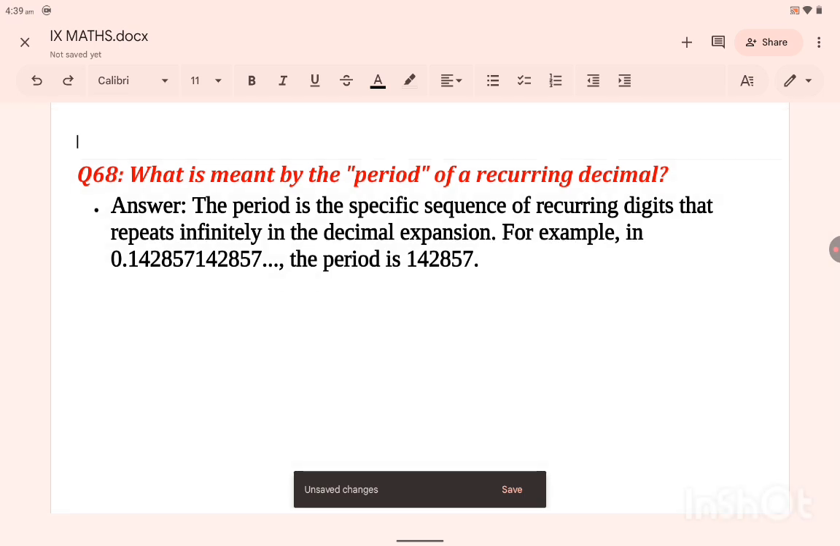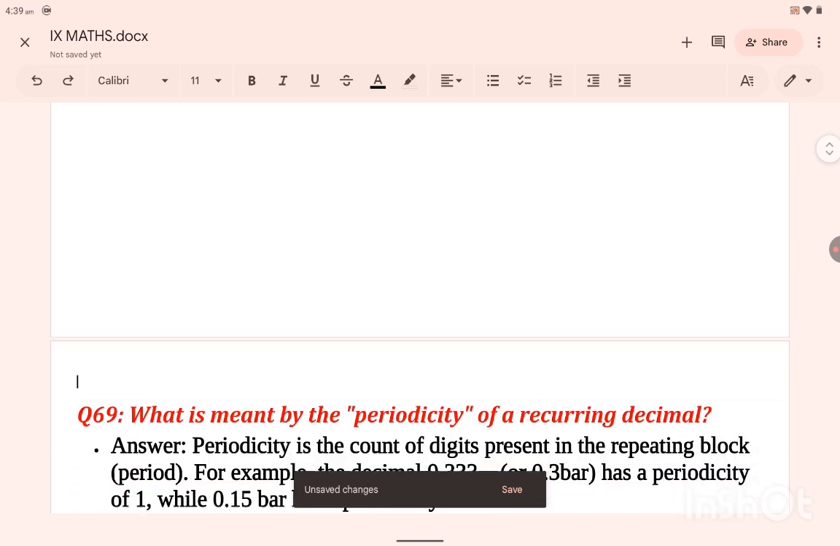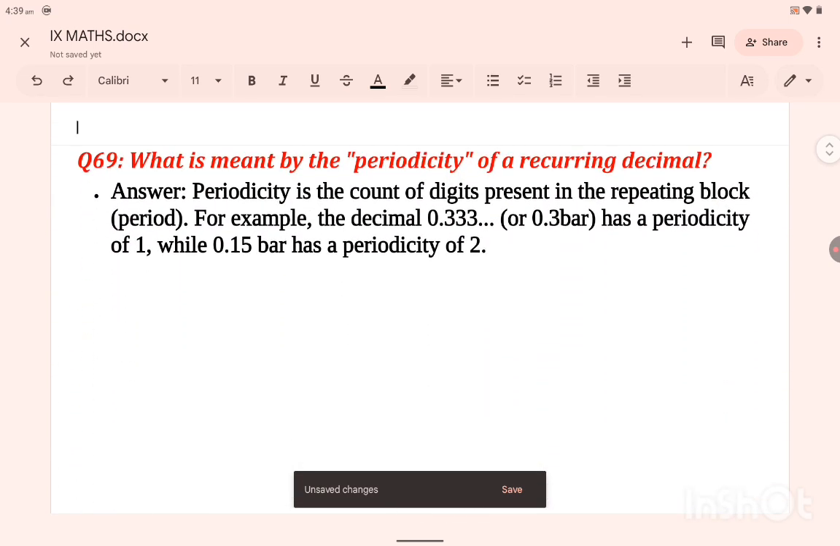Now next, question 69. What is meant by the periodicity of a recurring decimal? Periodicity means the number of digits in the recurring part.